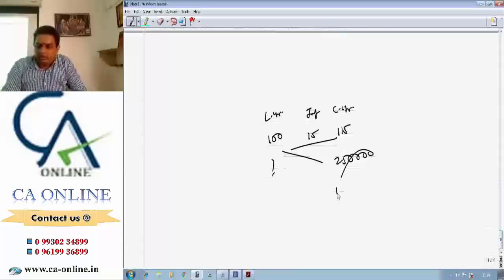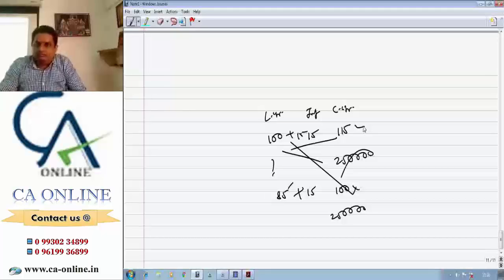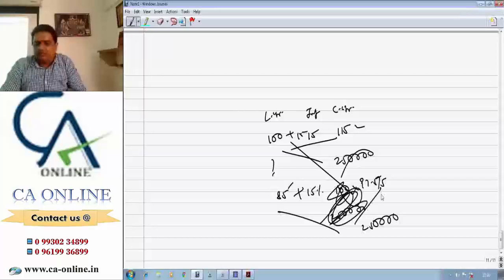What you are doing is 100, 15, 85. When you say 85, 85 plus 15% is not 100. 85 plus 15 is 100, but 85 plus 15% is not 100. 100 plus 15% is 115. Can you understand? So 85 plus 15% will give some other number. You want to take 85? Okay, take 85. 85 plus 15% is 97.75. Now you take 2 lakh 50,000 into 85 by 97.75. You will get the same 2,17,390.